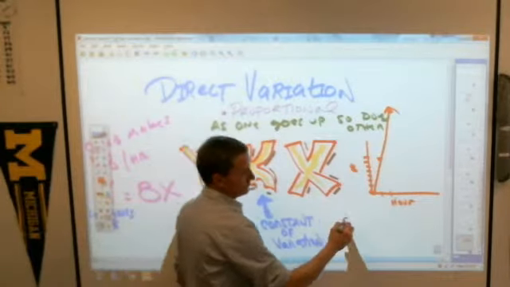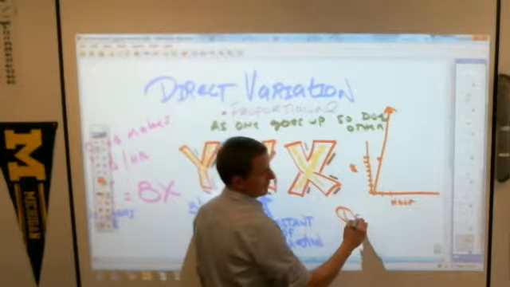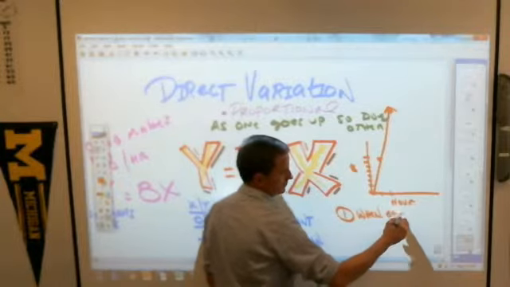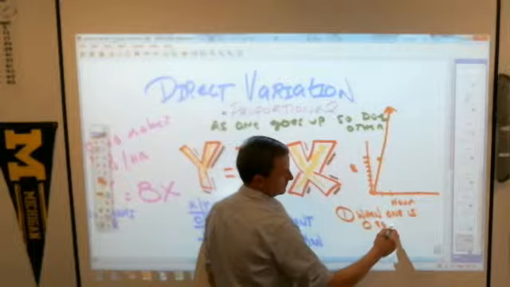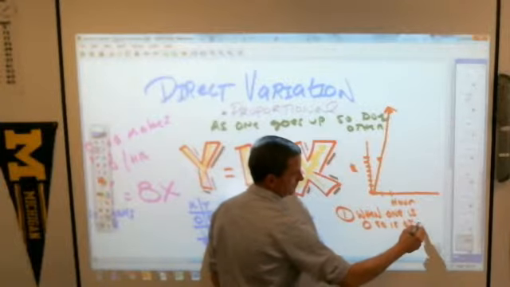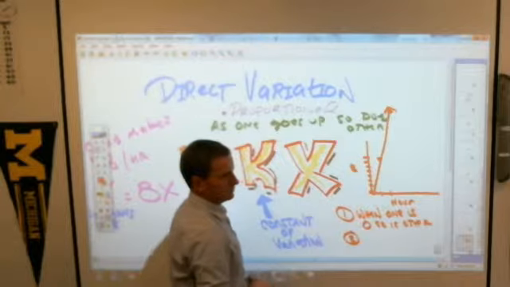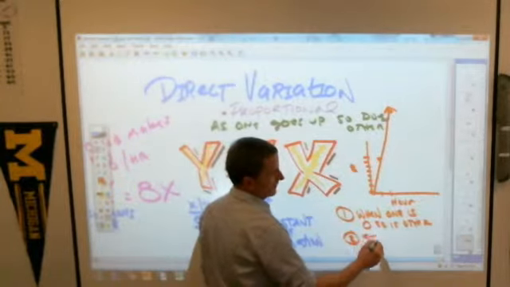Number one, it has to go through the origin. When one is 0, so is the other. And number two, anybody? The graph has to be a straight line.